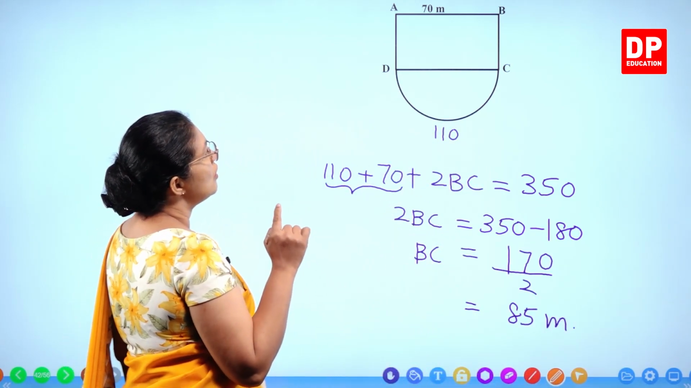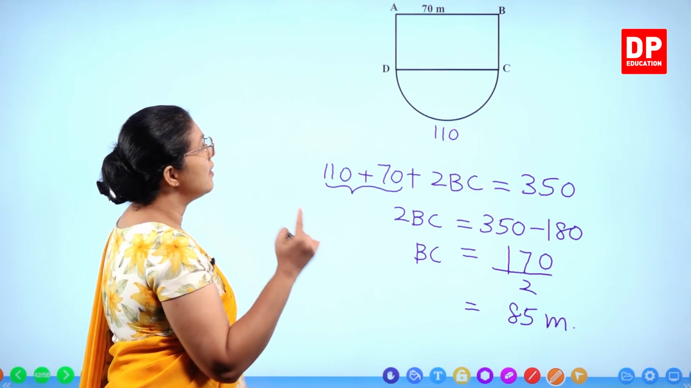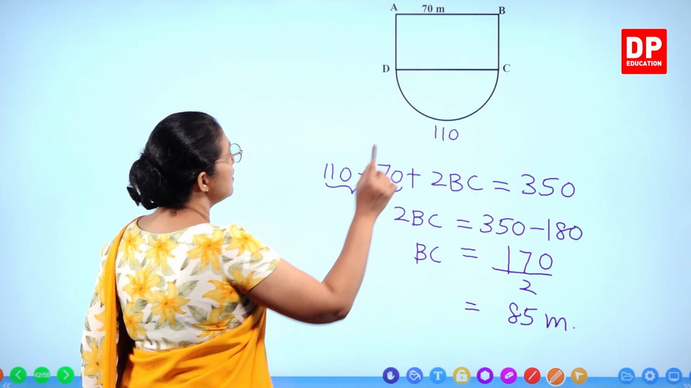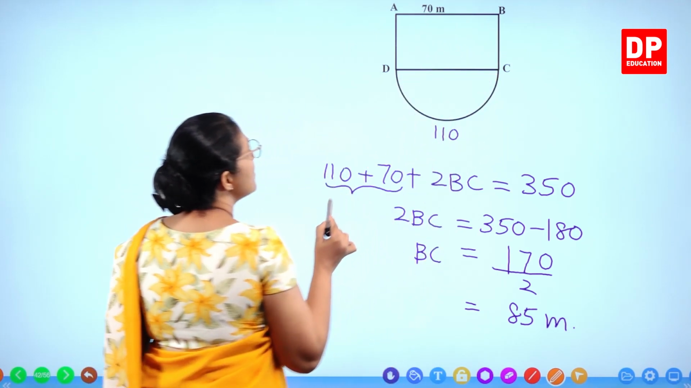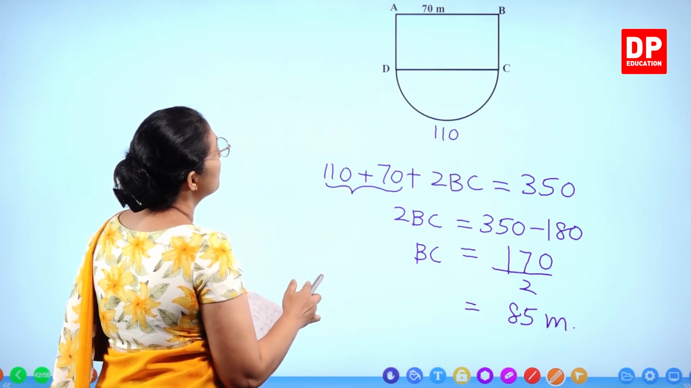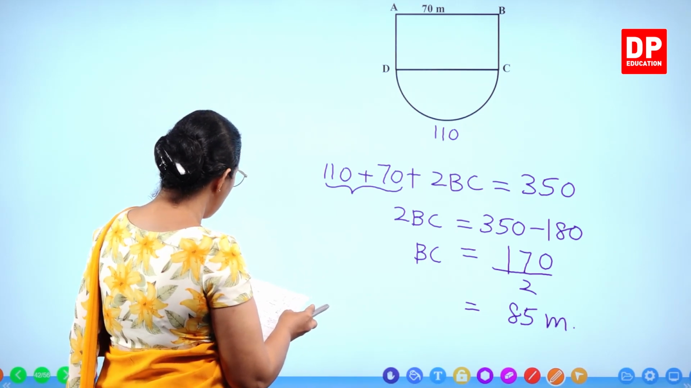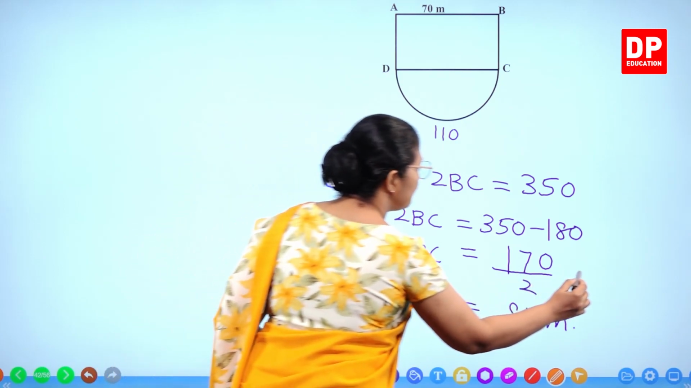According to this one, actually BC is the length. The bigger length we call length. This is 85 and this is 70. So BC should be the length. So you get 85, so you get 2 marks for that.